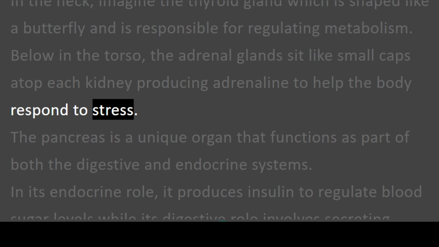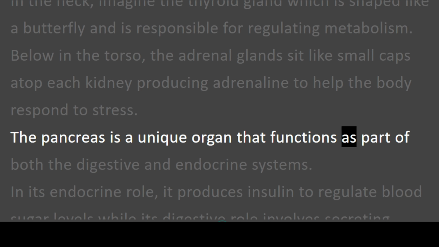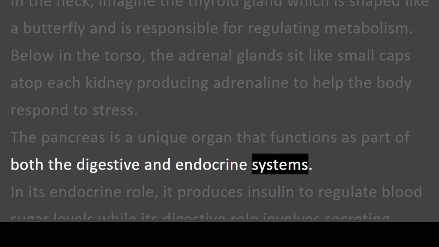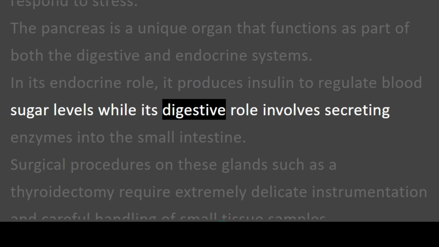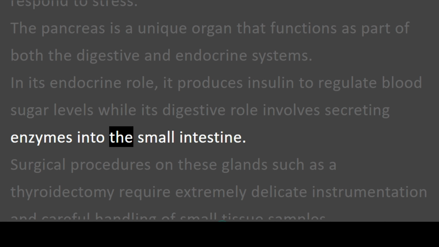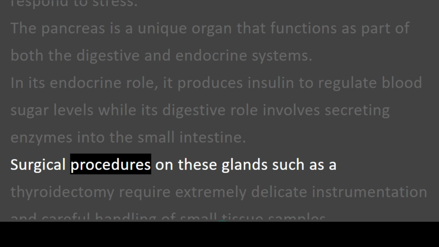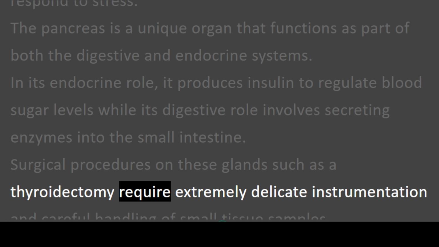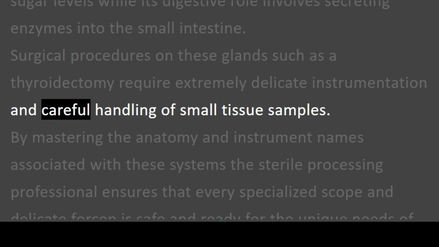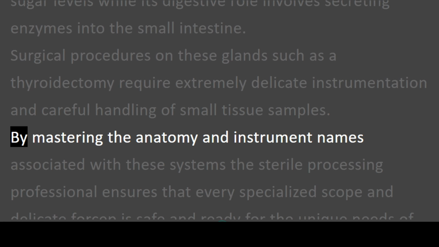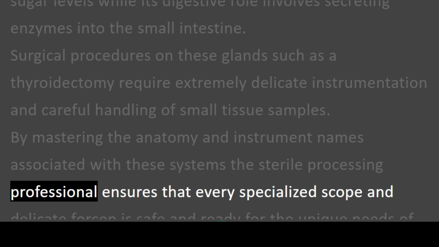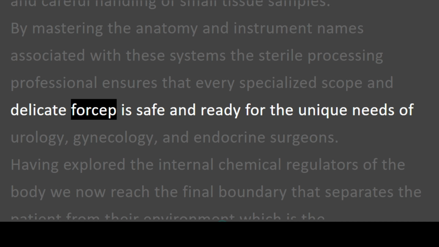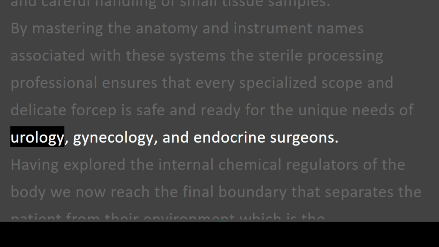respond to stress. The pancreas is a unique organ that functions as part of both the digestive and endocrine systems. In its endocrine role, it produces insulin to regulate blood sugar levels, while its digestive role involves secreting enzymes into the small intestine. Surgical procedures on these glands, such as a thyroidectomy, require extremely delicate instrumentation and careful handling of small tissue samples. By mastering the anatomy and instrument names associated with these systems, the sterile processing professional ensures that every specialized scope and delicate forceps is safe and ready for the unique needs of urology, gynecology, and endocrine surgeons.